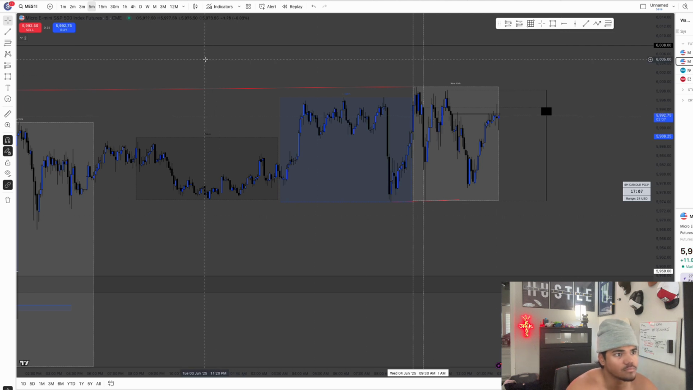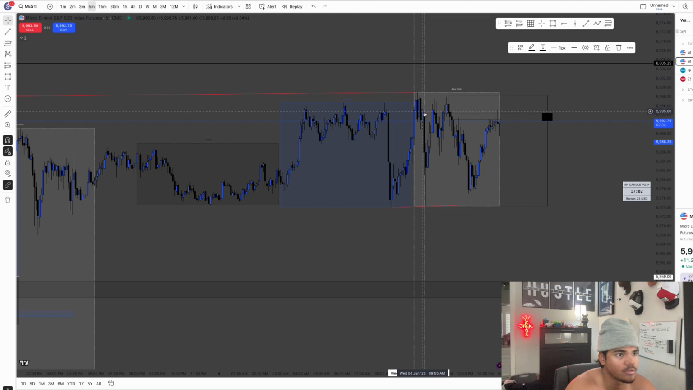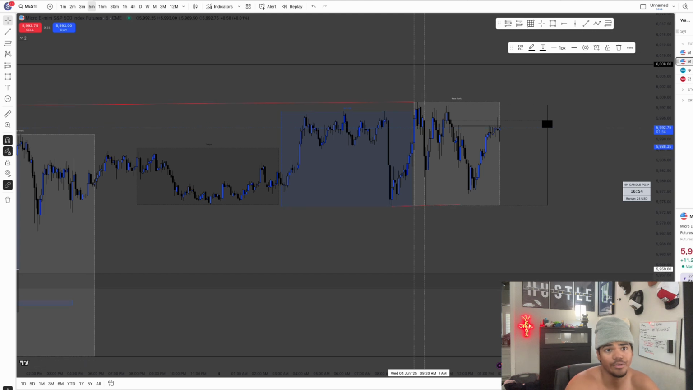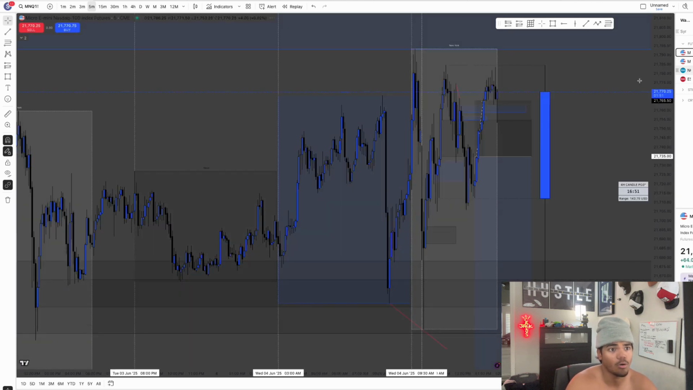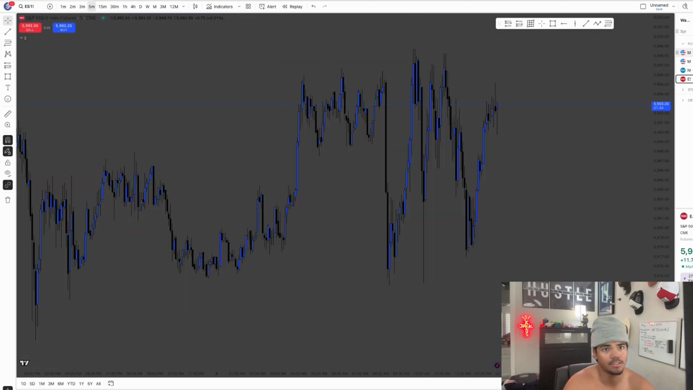So 10 a.m. opened right here, and if we're using PO3, it opened up here, came down. Using the PO3 was just kind of weird today, because on MNQ it opened down here, and then everything else opened really high. But now they're basically the same.